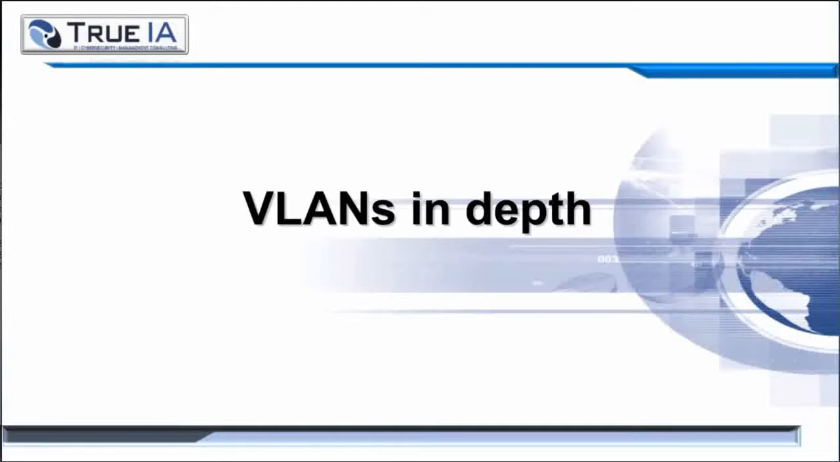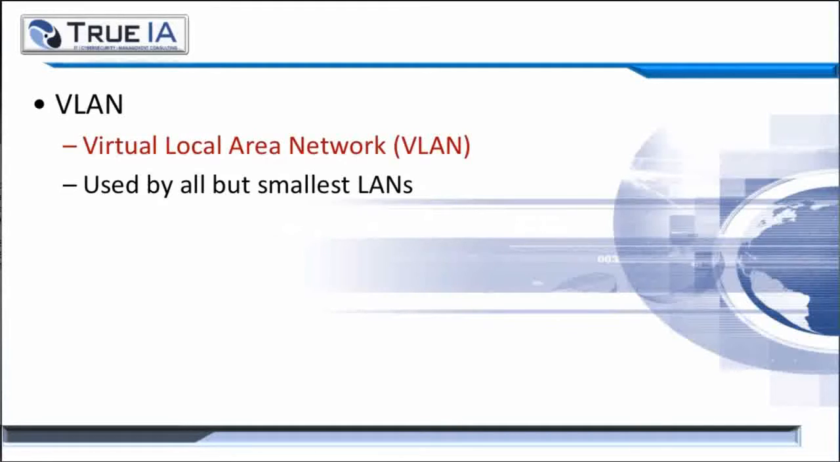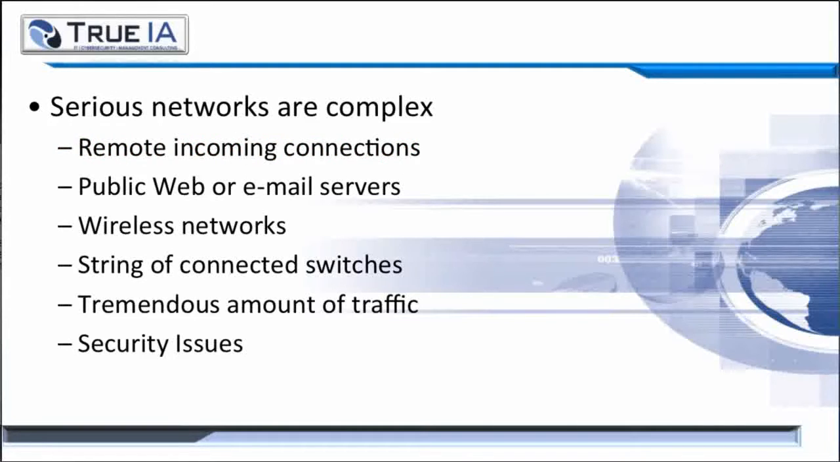Next, let's take a look at VLANs. So a VLAN is a virtual local area network. It's used by all but the smallest LANs. Most other networks are fairly complex. They have to deal with multiple connections like remote incoming connections and public web servers and email servers and wireless networks and strings of connected switches, as well as a tremendous amount of traffic. This all brings with it some very specific security issues.